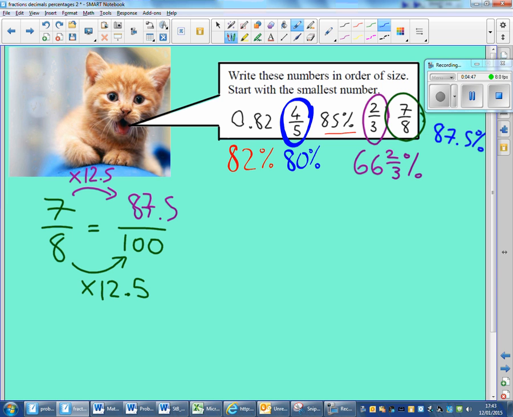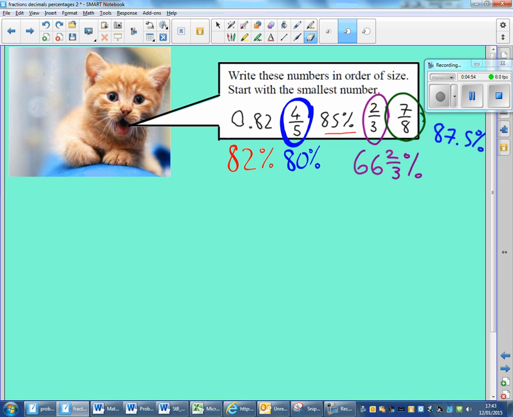Okay, now the last thing we need to do is to write these in order. And what lots of people do at this point is they say 66 and 2/3 is smaller than 80 is smaller than 82. And that's obvious. That's really clear. We didn't need to do this to tell us that 60-something is smaller than 80-something. We need to compare the original fractions, decimals, percentages.